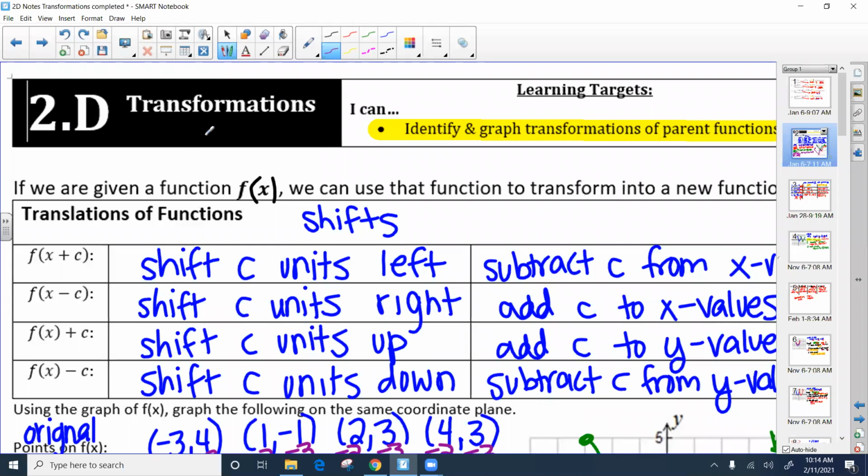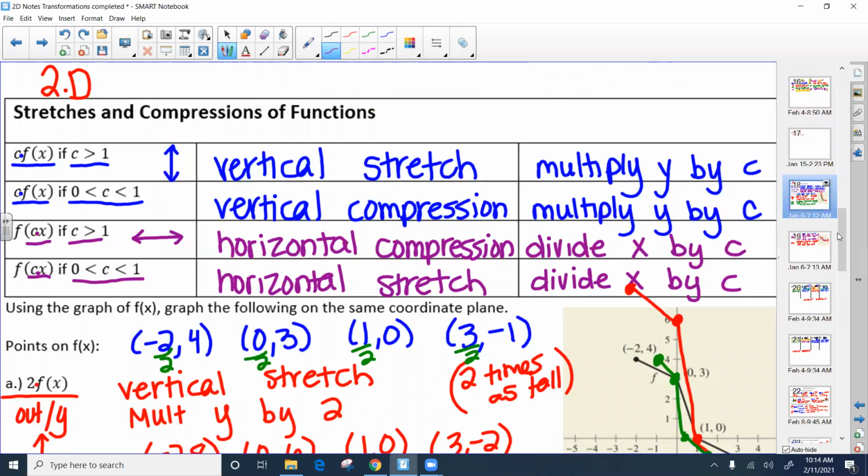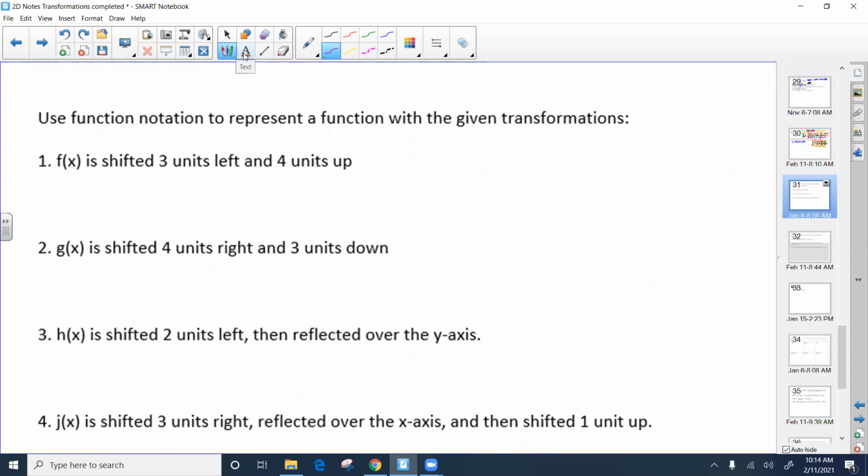All right, so like I said, we're continuing the 2D notes. On the front page we've already done the transformations and reflections. And then on the back side of that, we've done the stretches and compressions. And so now we're at the bottom of the back side that looks like this.